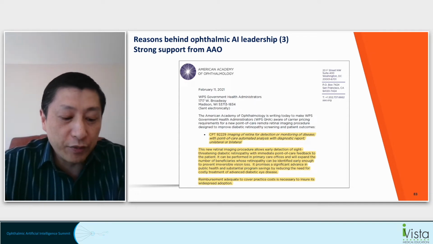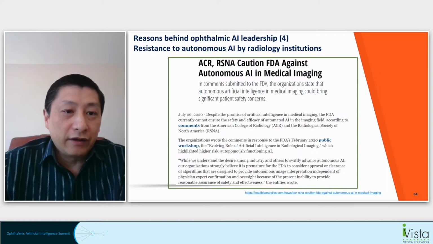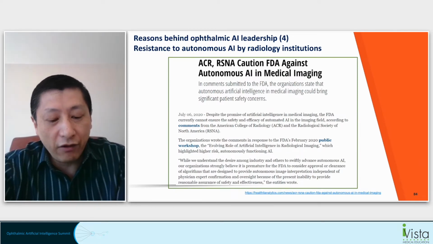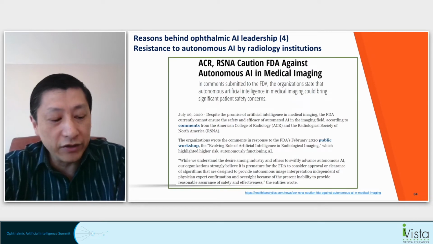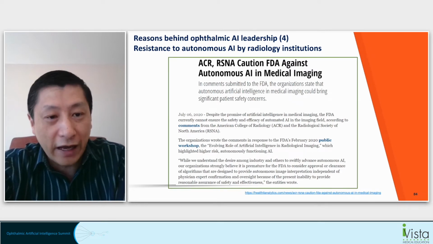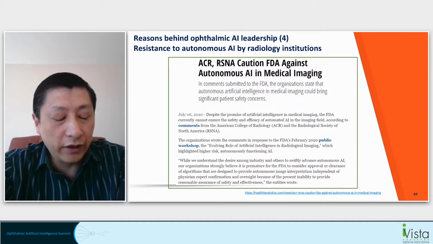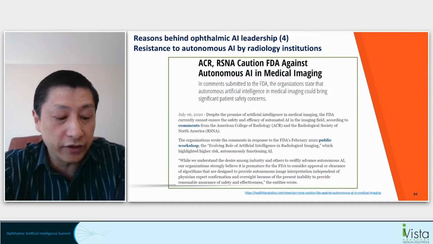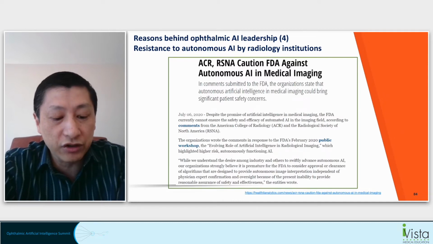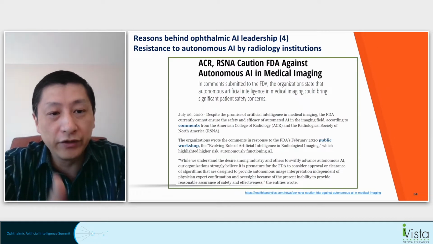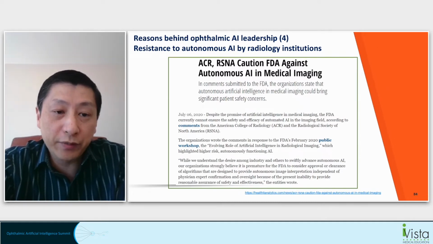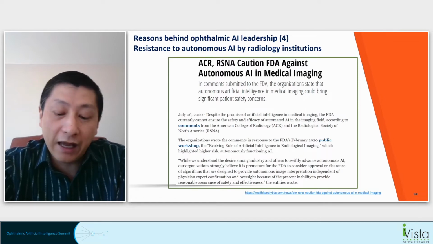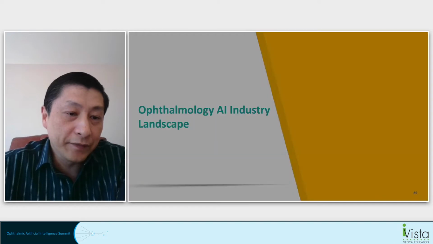If we take that AAO support letter for granted, on the next slide, I'm showing you a very different letter from a different field. So in the radiology field, the American College of Radiology and RSNA sent a very different kind of letter last year to the FDA. In their comments, these two organizations stated that autonomous AI in their field, which is radiology, could bring significant patient safety concerns. So hopefully you now understand and agree with me. There's some pretty structural support and reasons behind ophthalmology AI, which probably led to the industry-wide success.